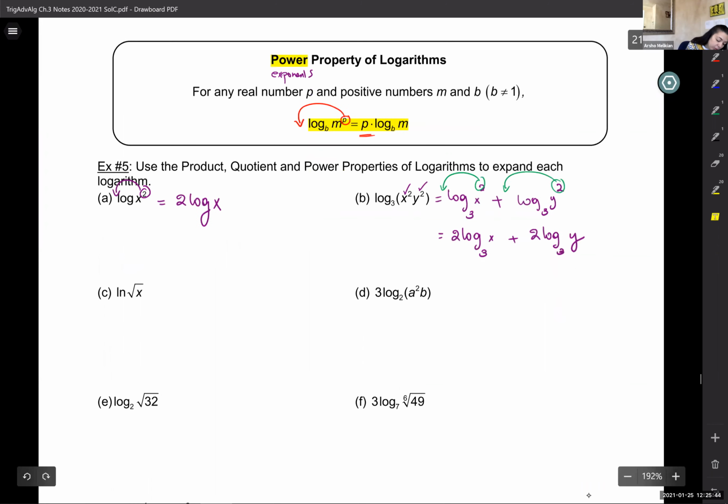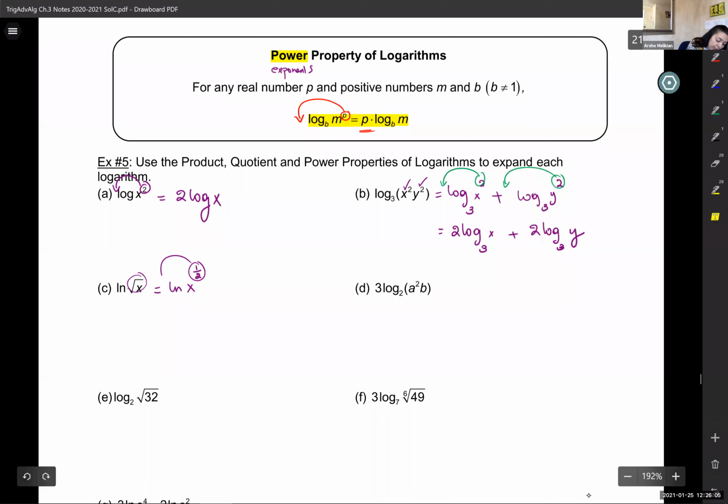Okay, this one. ln of root x. So look at this one. Whenever you have a root, you first write the root as x to the 1/2 every time. And then the 1/2 comes down. So it's half ln of x.